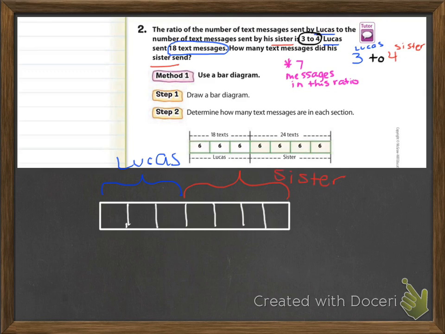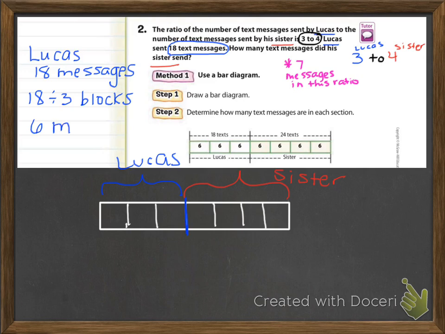Perfect. Now what we want to do, they said that Lucas sent 18 text messages. So let's think about that. If these 3 blocks right here are for Lucas, we need to take 18 and divide it by the 3 blocks that he has. And then that means that 6 messages go in each one of those blocks. So now that we figured that out, let's go ahead and put 6 in here, 6 in here, and 6 in here.